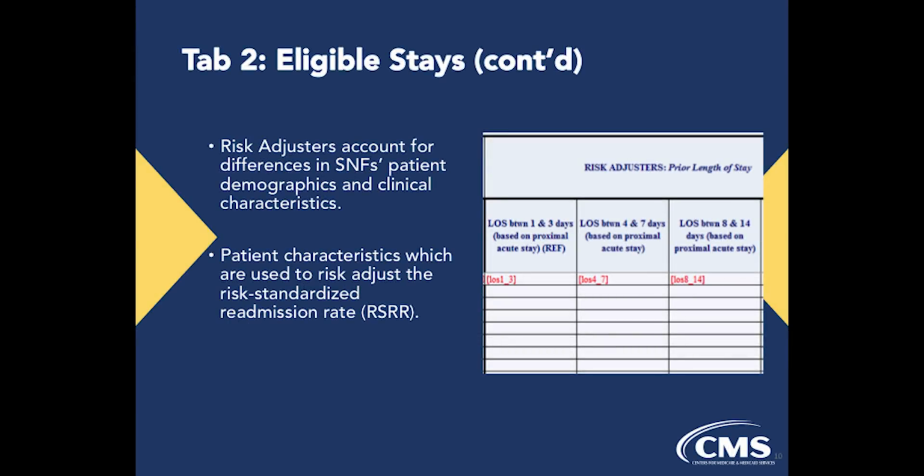The remainder of the columns in the report contain the risk adjusters used to calculate the SNF-RM, since this is a risk standardized measure. This means that the measure accounts for differences in SNF's patient demographics and clinical characteristics. Columns S through KK of the performance score report show the patient characteristics used to risk adjust the risk standardized readmission rate, or RSRR, such as length of stay and principal diagnosis. This information is pulled from hospital claims.